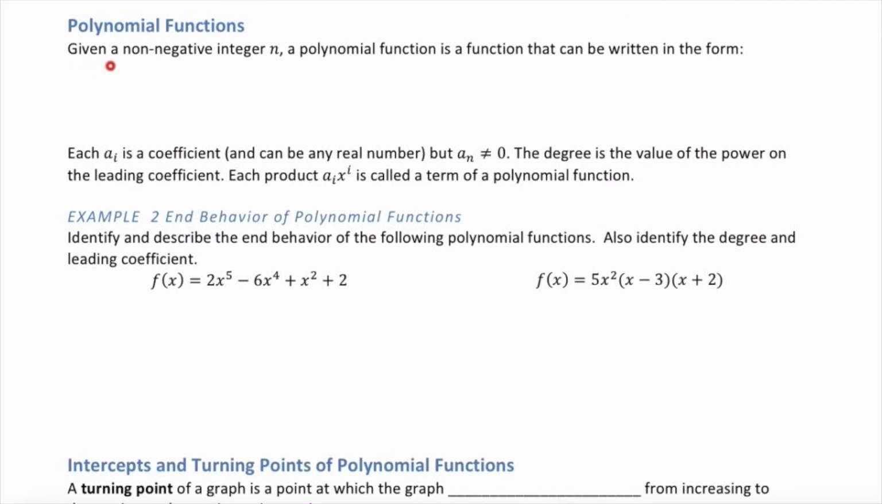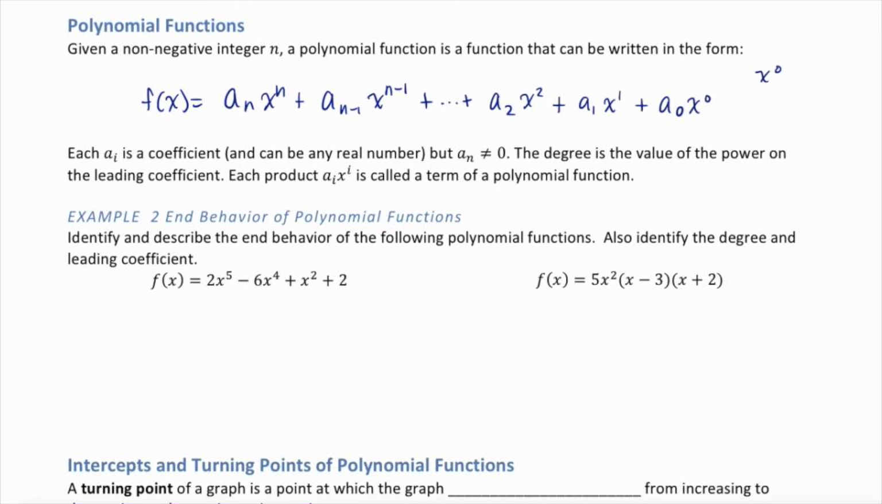Polynomial functions. Given a non-negative integer n, a polynomial function is a function that can be written in this form. And technically, you can have an x to the 0 power here, but if you remember, x to the 0 equals 1, so we can just leave that off. Also, this power of 1 you can leave off. We tend to not write numbers with an exponent of 1, because we could always write a number with an exponent of 1 in that case.